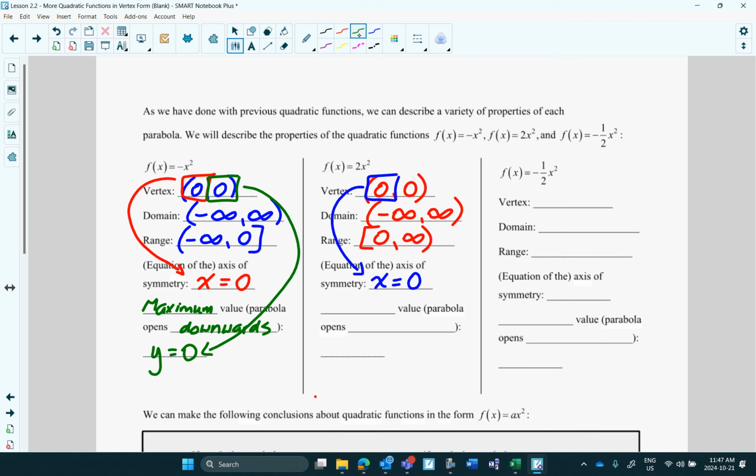Maximum or minimum? Minimum, because it opens up. So minimum value, opens upwards. And where? y equals 0.